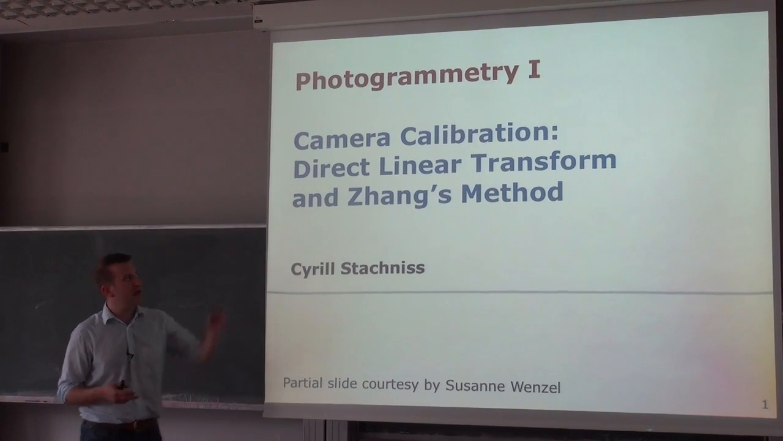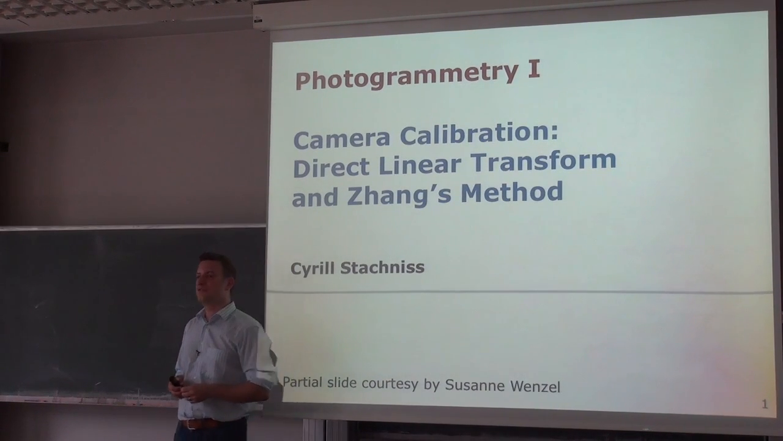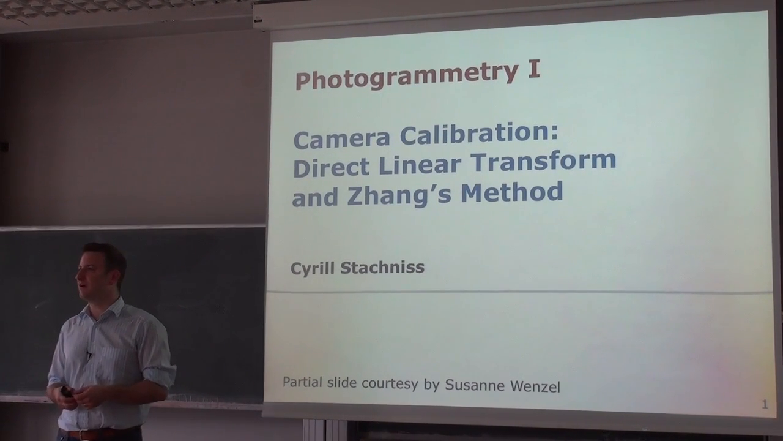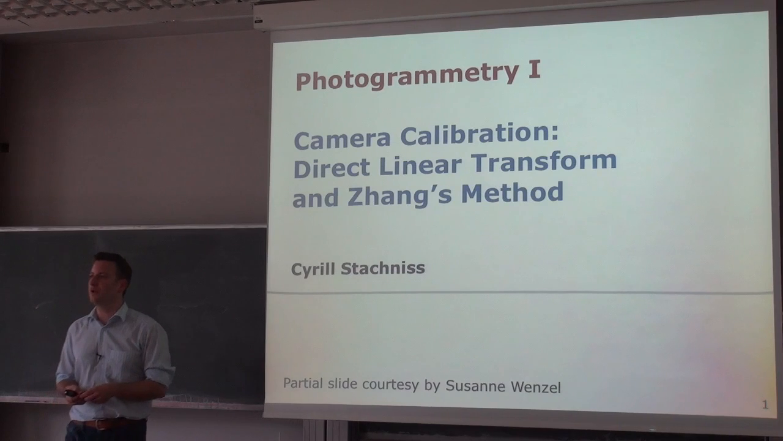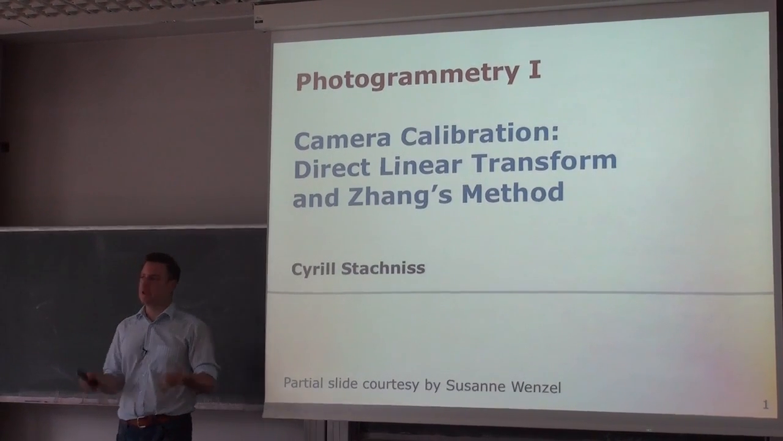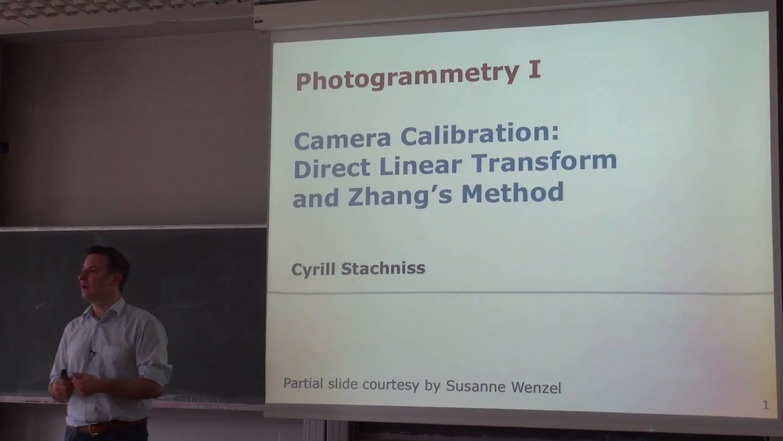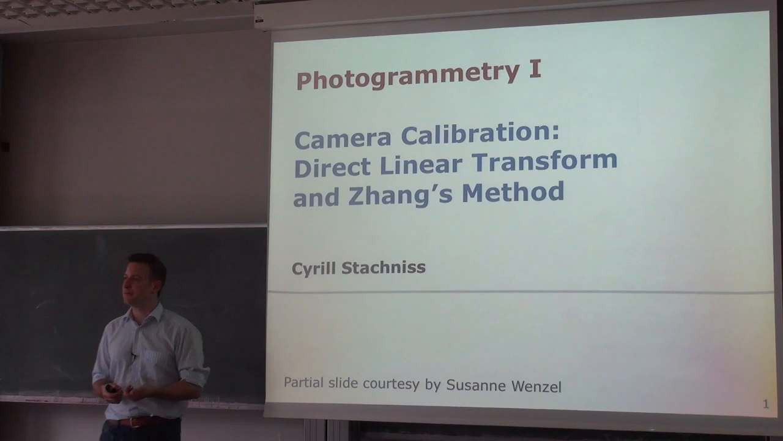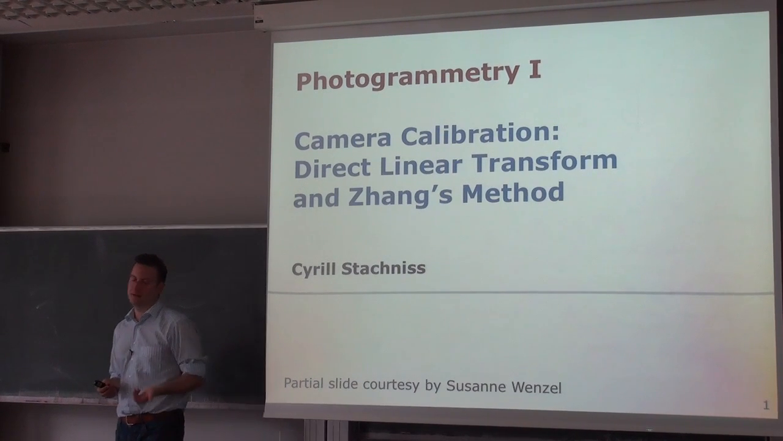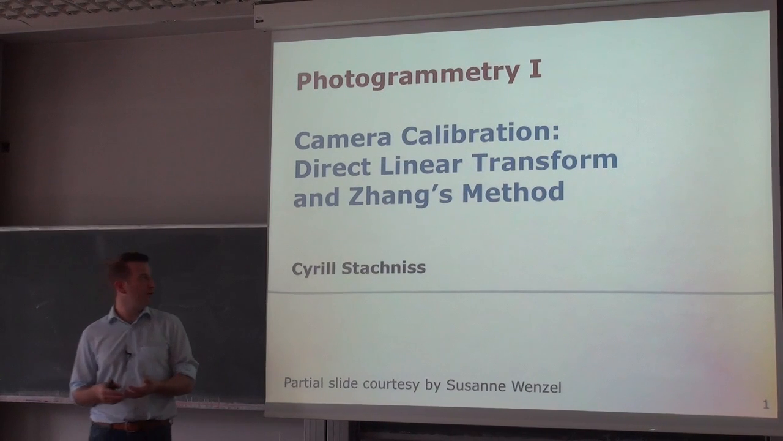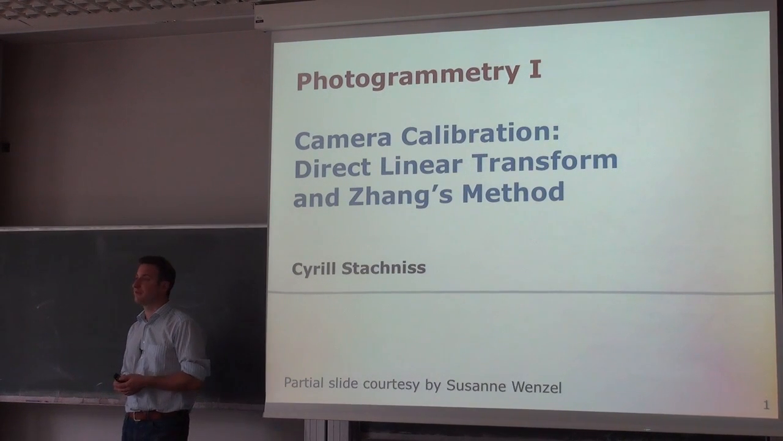The first one is the direct linear transform, which is a technique given a few known control points in the environment, so points in the 3D world about which I know their 3D location, how I can actually estimate where the camera is and what the parameters of this camera are. So the intrinsic parameters like the camera constant or the principal point and different aspects like that.